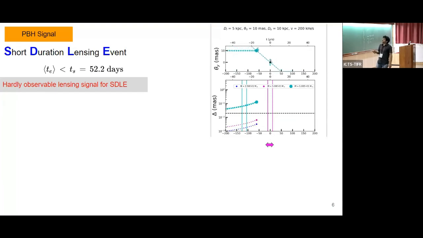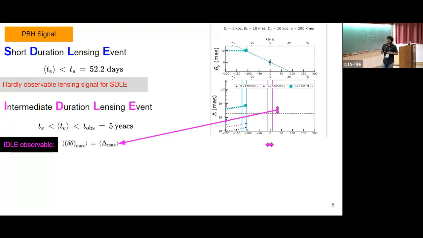The second kind of event is this magenta one, where the duration of the event is within this vertical bar, which is the observational period of Gaia, which is 5 years. All those signals will see the maximum during the trajectory. So all those trajectories we call intermediate duration lensing events. And we consider the maximum shift as the detection criterion for an event.